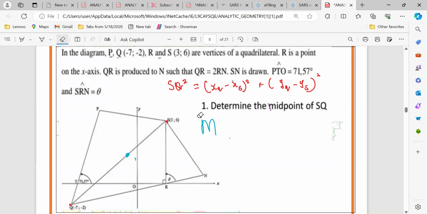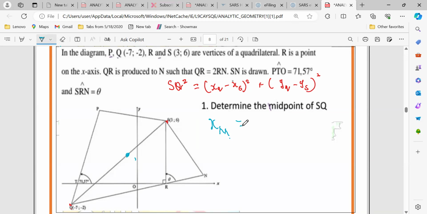Now, how do we get the midpoint? There are two coordinates in the middle: there is X in the middle, and there is also going to be Y in the middle. So how do we get these values? It's simple. We call it X in the middle. To get X in the middle, it's going to be X at S plus, if we take our distance and divide it by 2, it's going to give us the middle.